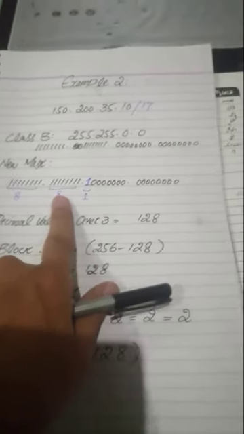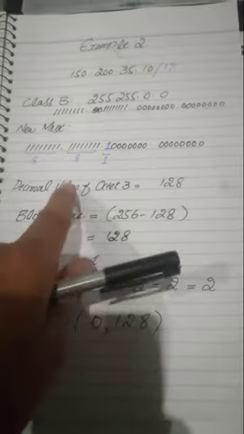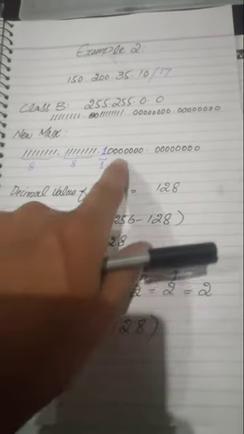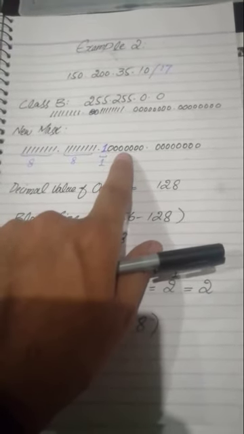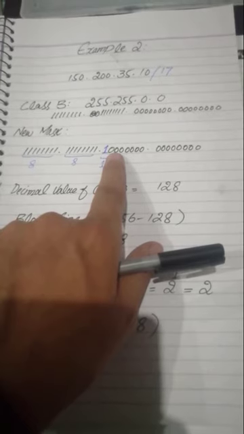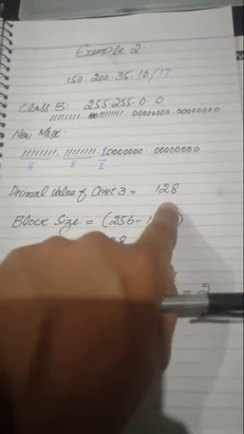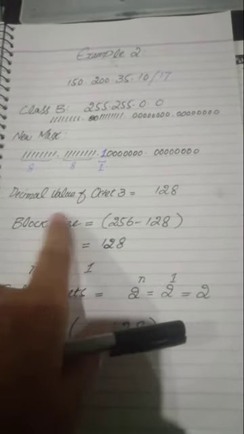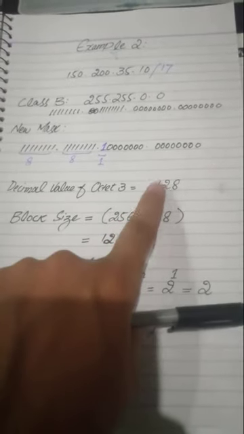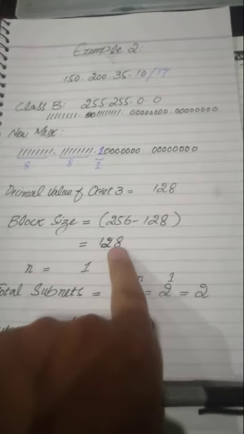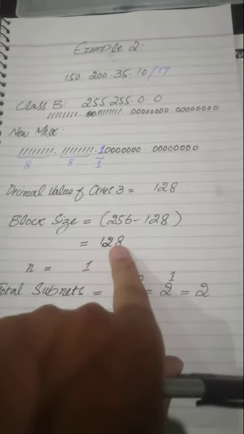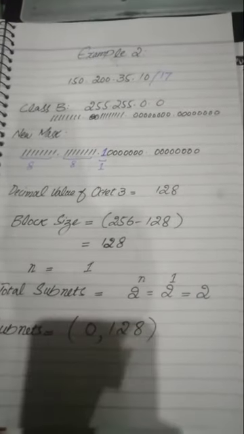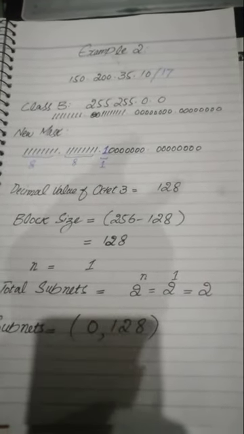Right? So let's move to the next part, which is to calculate the decimal value of octet 3. As we are making changes in the third octet, we have to calculate its decimal value. So its decimal value is 128. Now our next process is block size. Again we will be subtracting this number from 256 and we will be getting 128. It means that we have subnets with each interval of value 128, right?